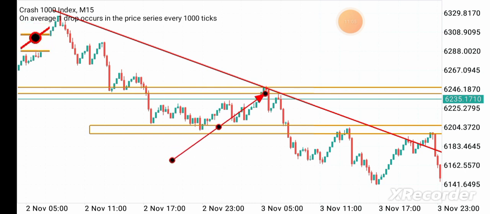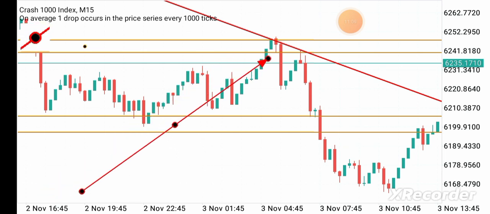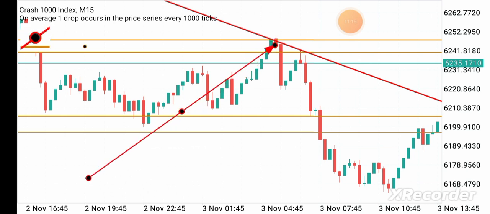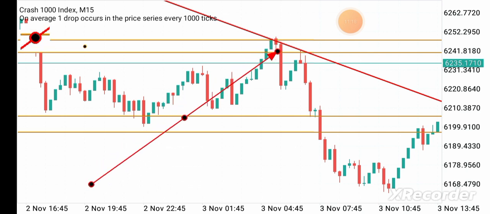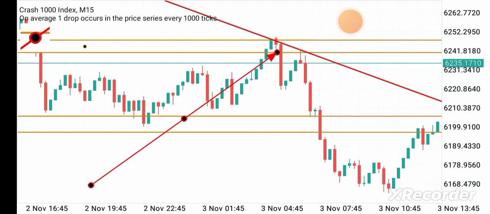So let me zoom in, guys. You see, this is where it happened. It formed this, how do you call it, this evening star, whatever you want to call it. I hope you just know the pattern, know it, forget about the names. The names do not pay. It is being able to identify it that you use in making money.